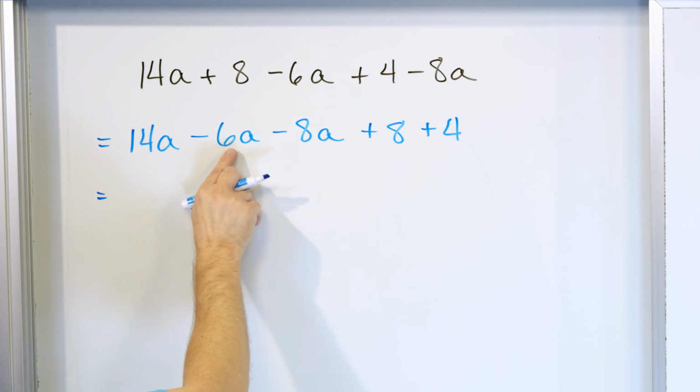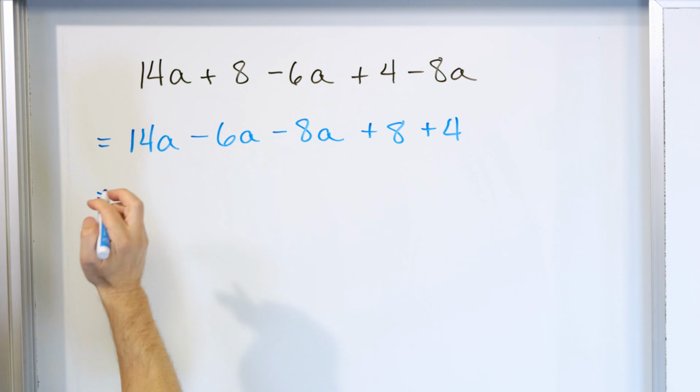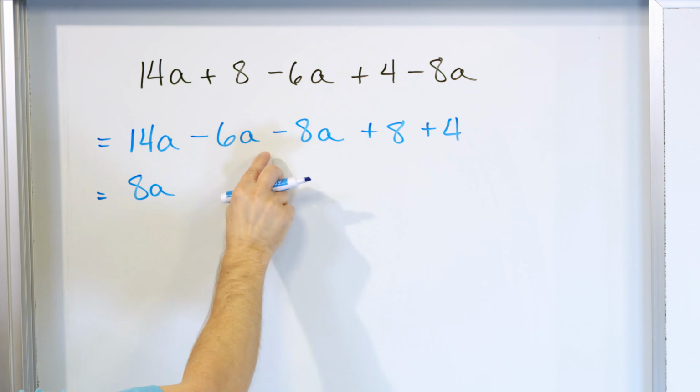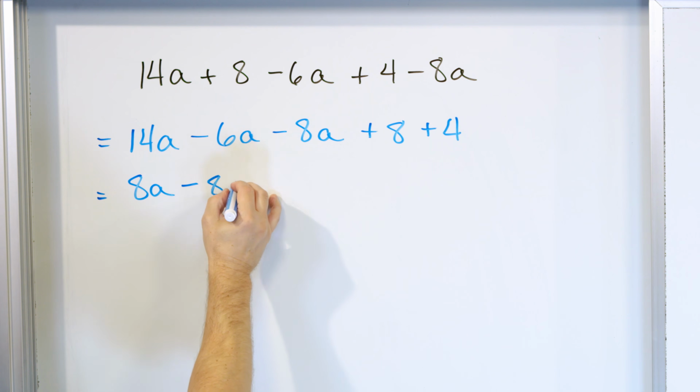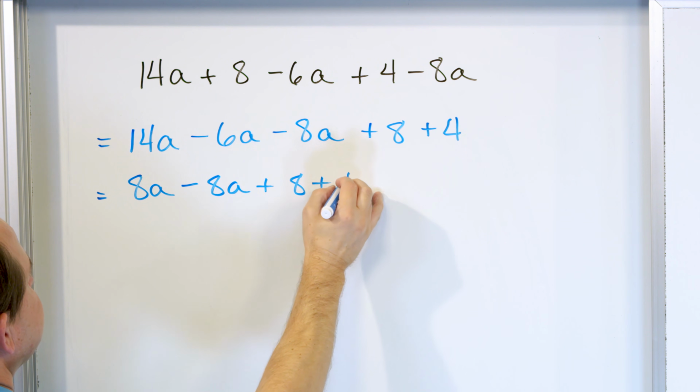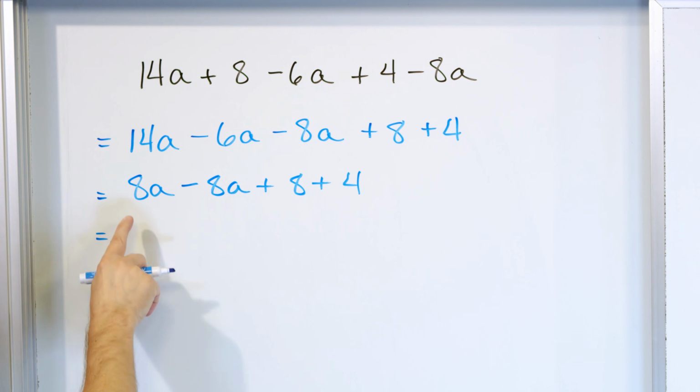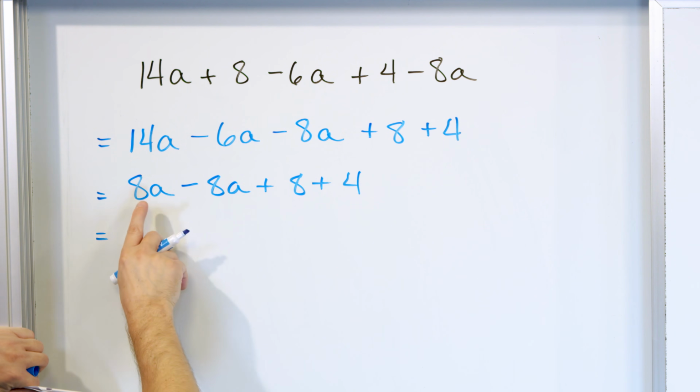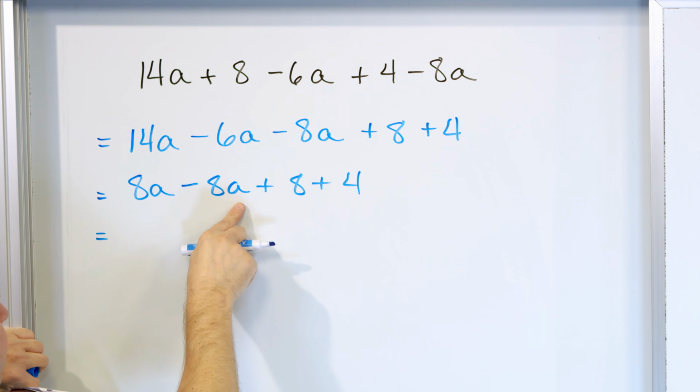What is 14 minus 6? 14 minus 6 is 8, so we write it as 8a. The rest of it, let's just copy it for now. Minus 8a plus 8 plus 4. Next step, I have 8a minus 8a. What happens there? It's 8 horses minus 8 horses. Well, you don't have anything left.